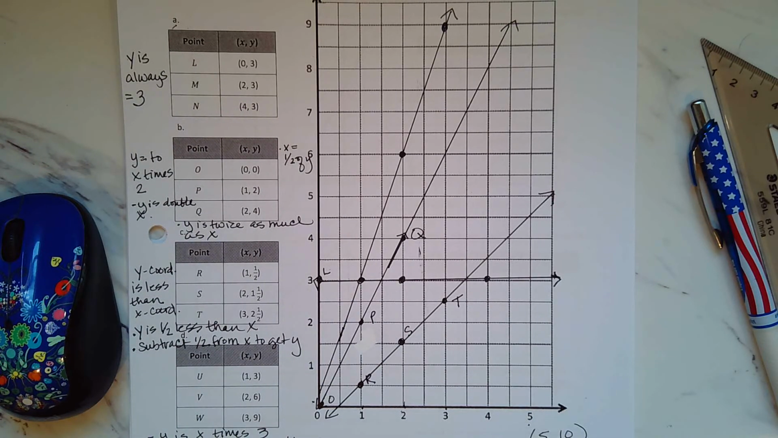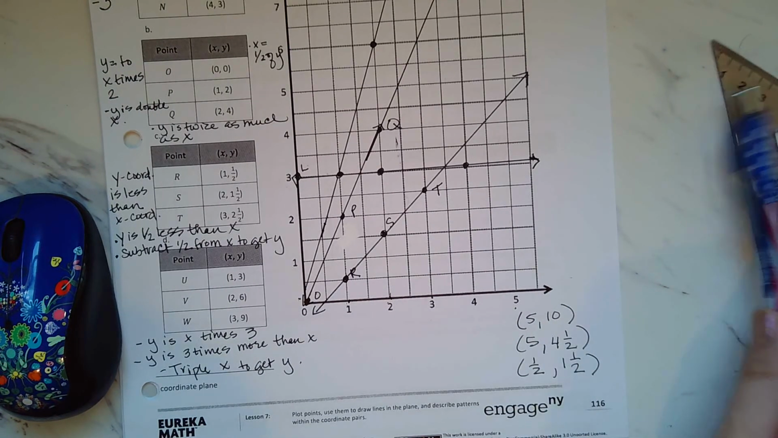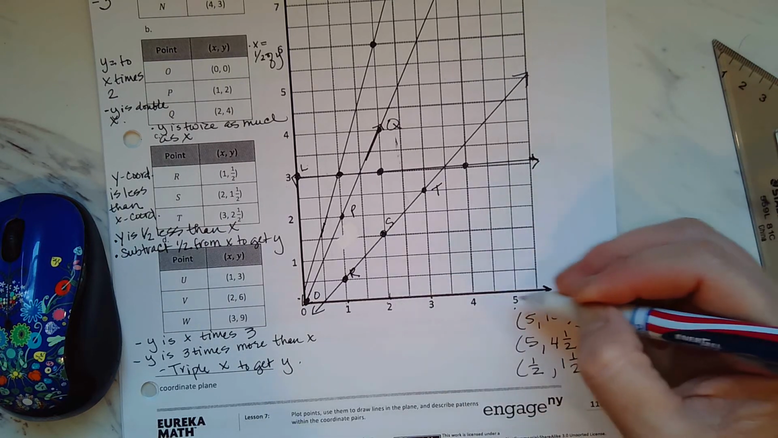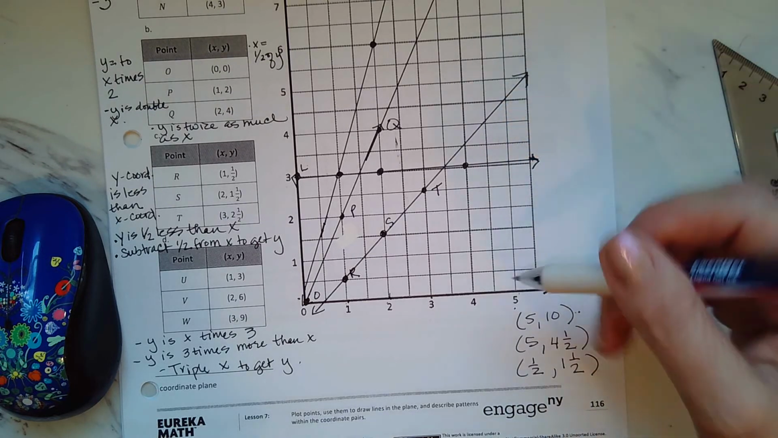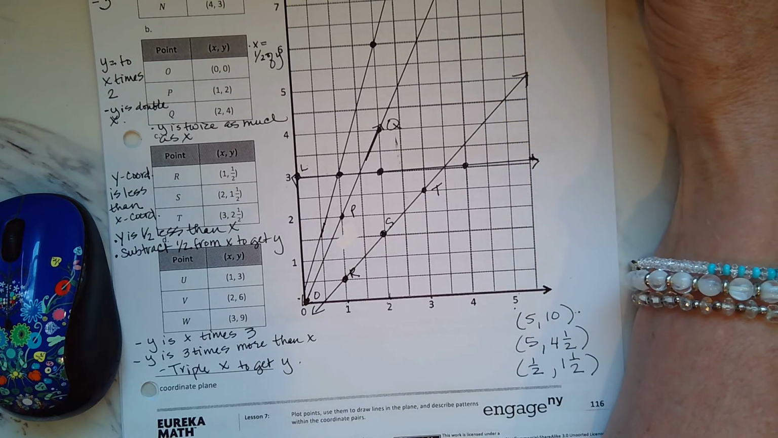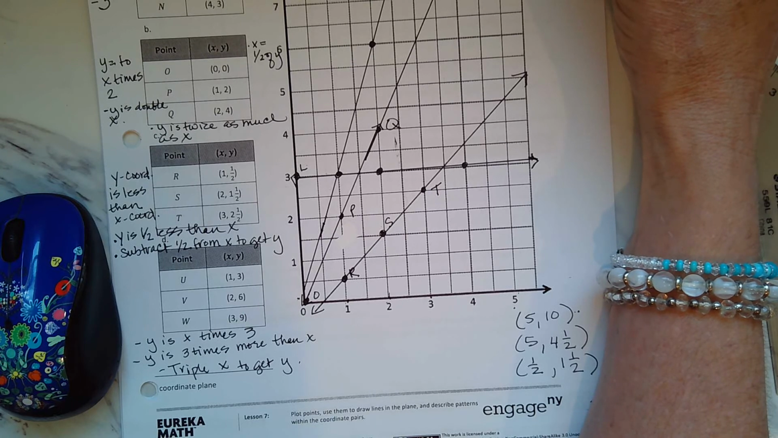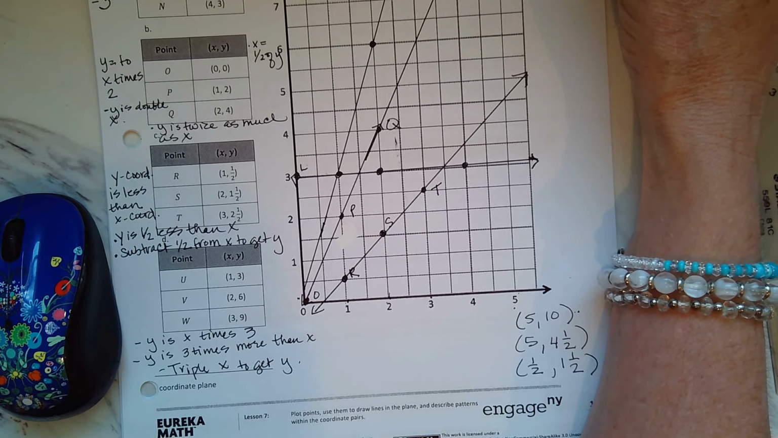Now, I'm going to show you some coordinate pairs. I'd like you to tell me which line the point would fall on. Okay, so 5, 10. Where would 5, 10 fall on this line? Which line? This line up here, 5, 10.